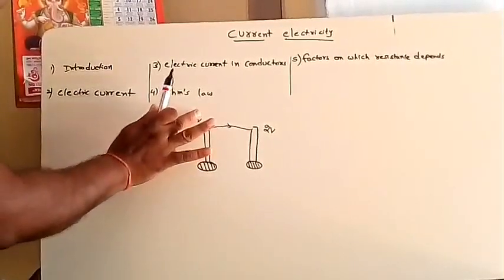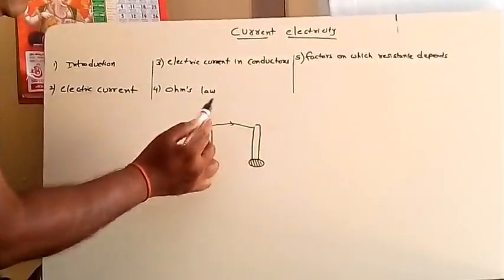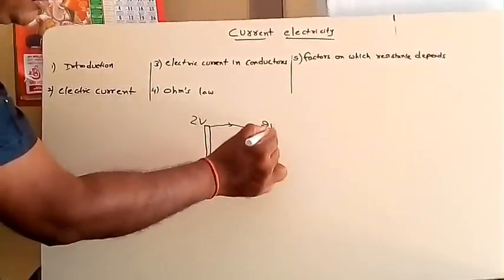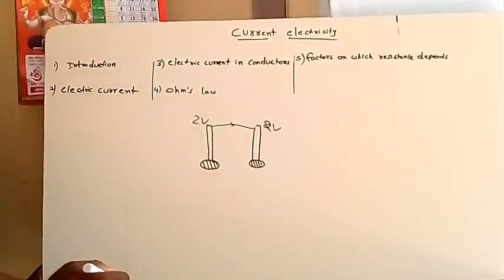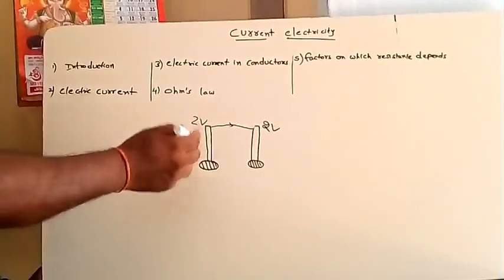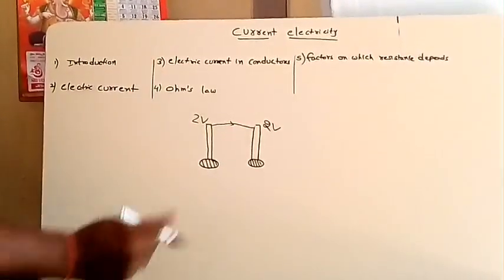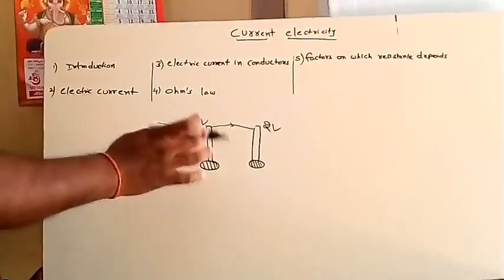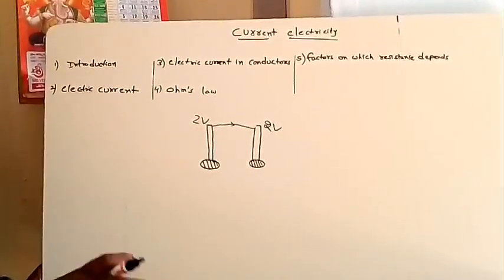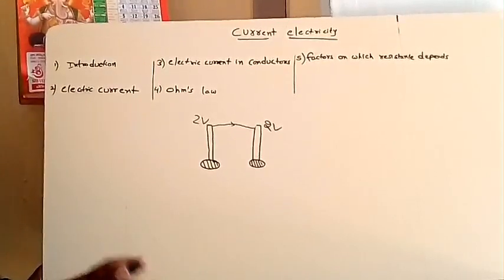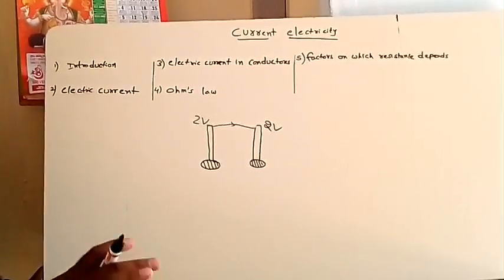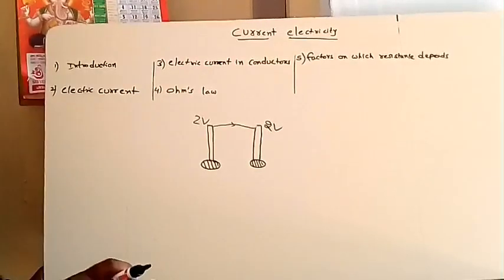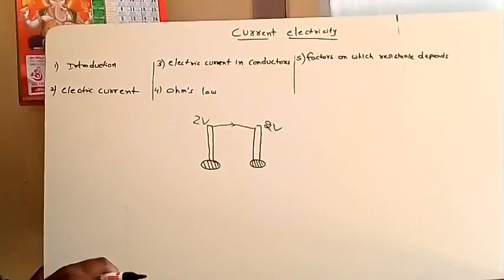Suppose both the bodies are at the same potential, that is 2 volts, and here also 2 volts. In this condition, there is no flow of charges from one body to another body. Because both the bodies are at the same potential, that is the reason the charges cannot flow. But here, you have to know one important condition. If the charges are flowing from one region to another region, it means definitely there must be a potential difference between those two bodies. Otherwise, the charges cannot flow.